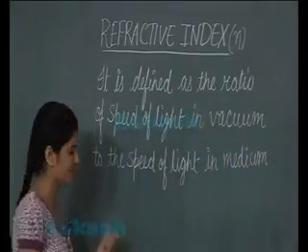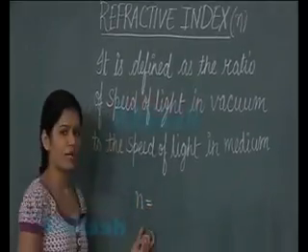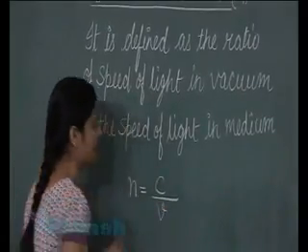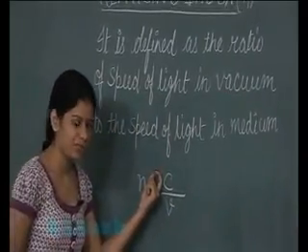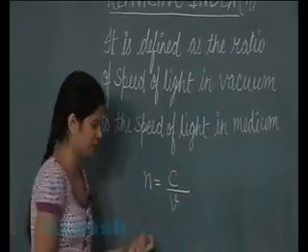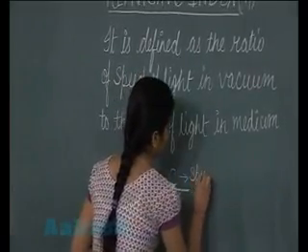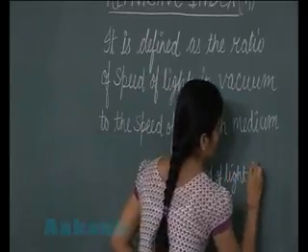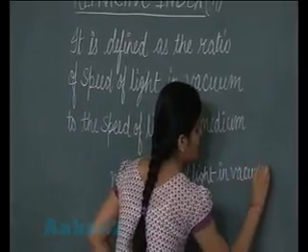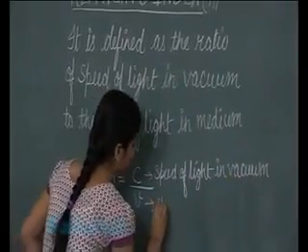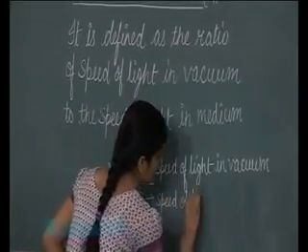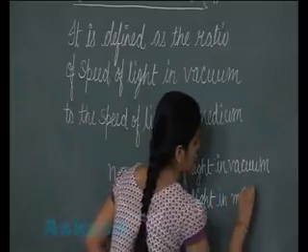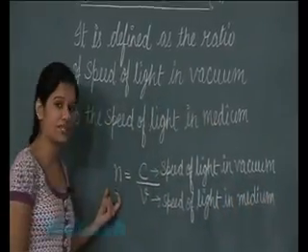Now students, what is refractive index? n is equal to the ratio of speed of light in vacuum to the speed of light in medium. c is the speed of light in vacuum and v is the speed of light in medium. So this is the refractive index of a medium.